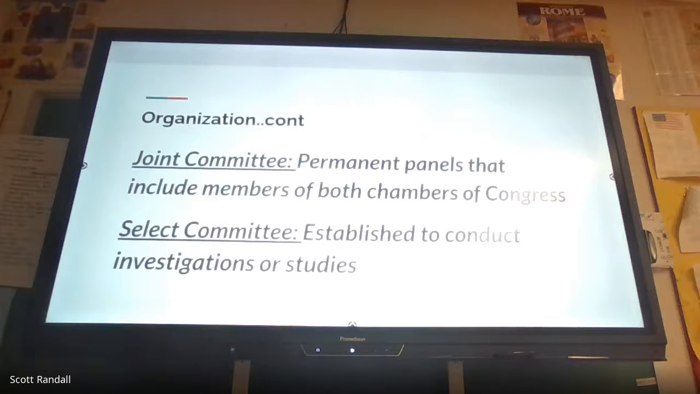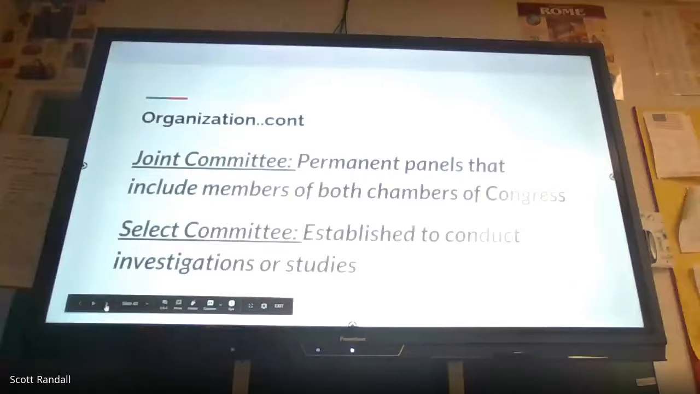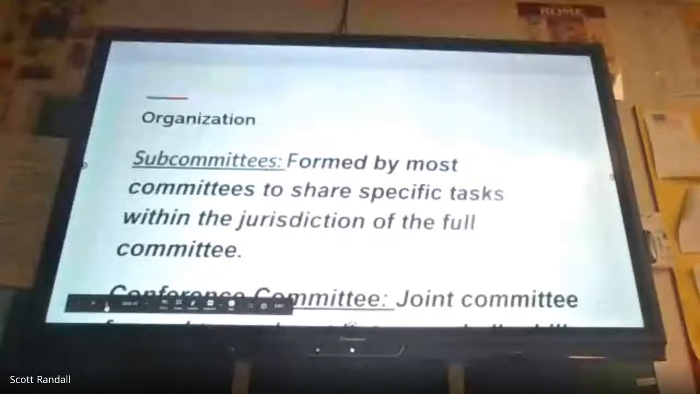A lot of times select committees are set up for investigations. Like there was a select committee some years ago on the 9/11 Commission. There was a select committee on the Benghazi issue. There was a select committee dealing with the Russian interference in the 2016 election. After something has been investigated, select committees usually disband, right? But a lot of this is determined by officers, how long they've been in Congress and such.